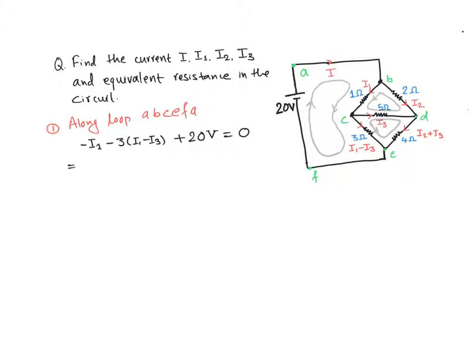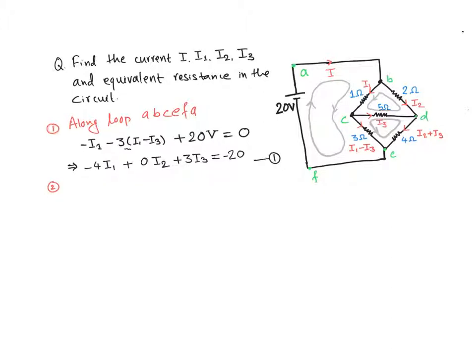Let's rearrange this equation. We have negative I sub 1 here, negative 3 I sub 1 here, so negative 4 I sub 1. We don't have I sub 2, so 0 I sub 2, and we have negative 3 times negative I sub 3, which is positive 3 I sub 3. Let's subtract 20 volts from both sides of the equal sign, so this would be negative 20 volts. We are writing this in standard form. Let's mark this as equation 1.